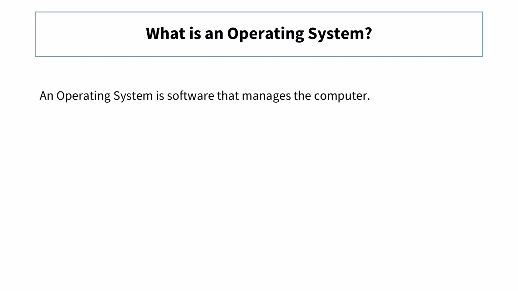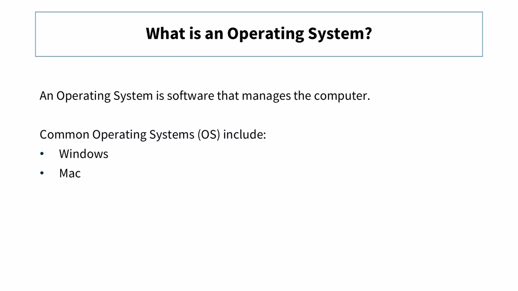An operating system is the software that manages the computer. The two most common operating systems are Windows and Mac. On the next slides, we'll look at the layout of these two systems. First, we have the layout of Windows.